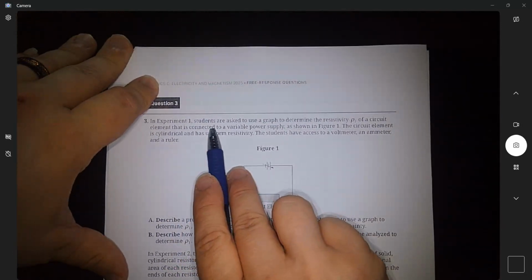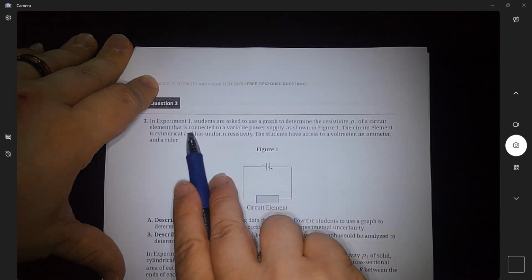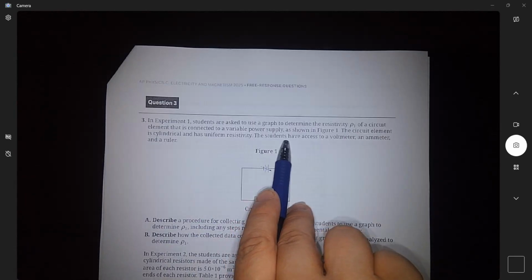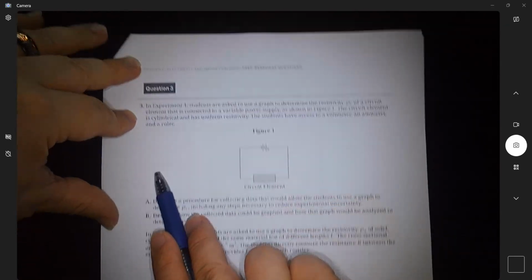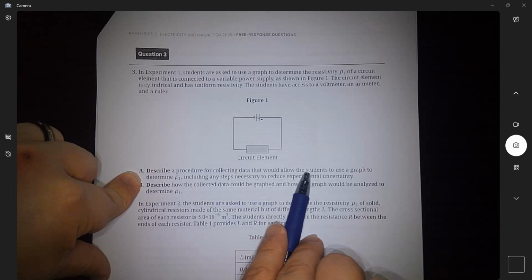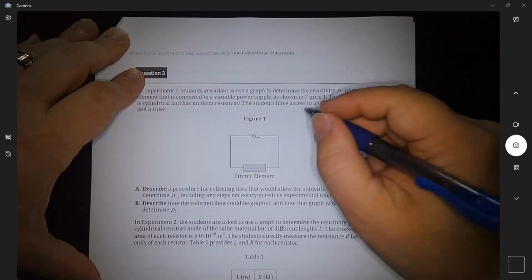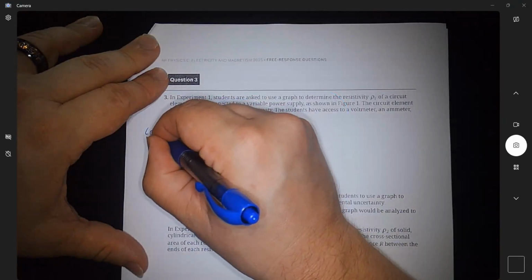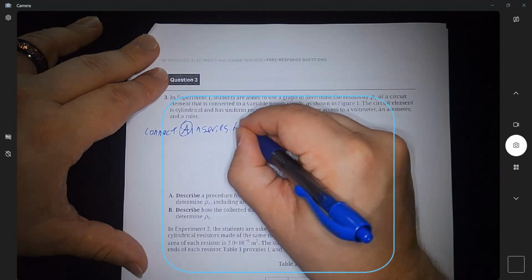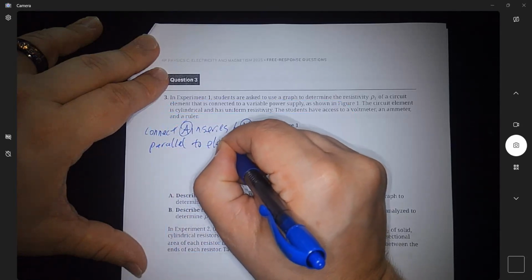Okay, in experiment 1, students are asked to use a graph to determine the resistivity rho of a circuit element that is connected to a variable power supply, shown in figure 1. The circuit element is cylindrical and has uniform resistivity. The students have access to a voltmeter, ammeter, and ruler. Describe a procedure for collecting data that would allow students to use the graph to determine rho 1. Okay, so what we're going to do is connect the ammeter in series and the voltmeter in parallel to the element.